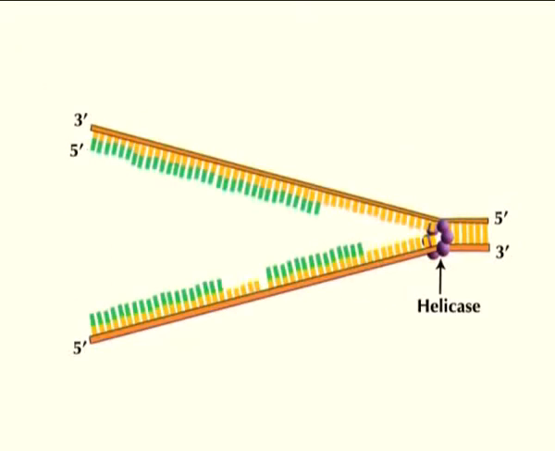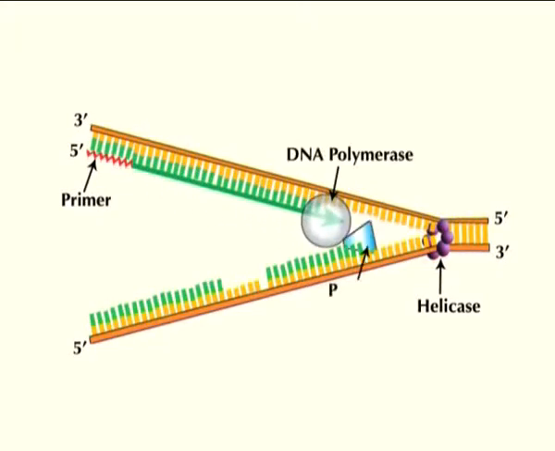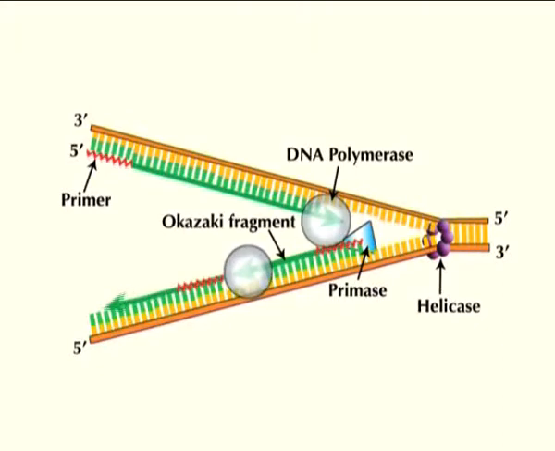One strand, which is known as the leading strand, is synthesized in a continuous manner, while the other strand, called the lagging strand, is synthesized in a discontinuous manner. DNA replication is therefore semi-discontinuous in nature. The small fragments of DNA which are synthesized on the lagging strand are known as Okazaki fragments.